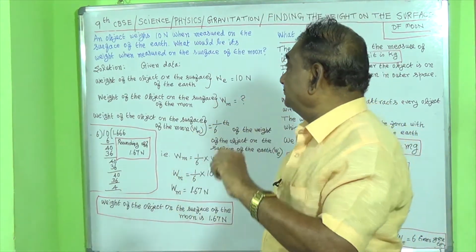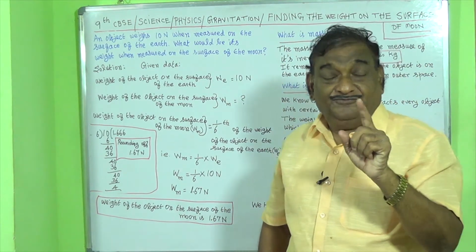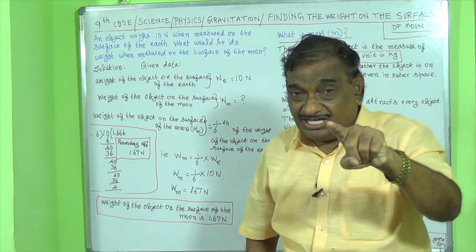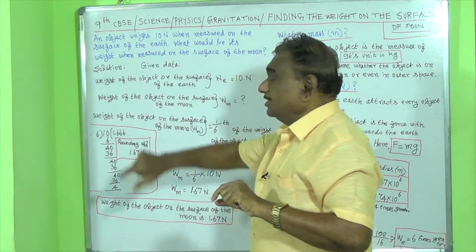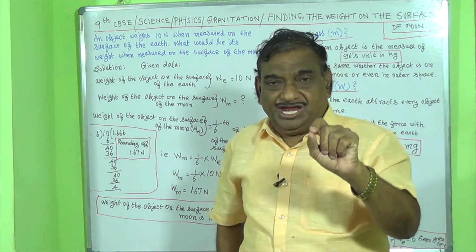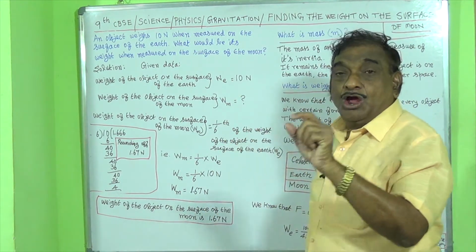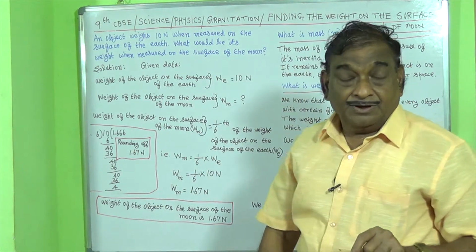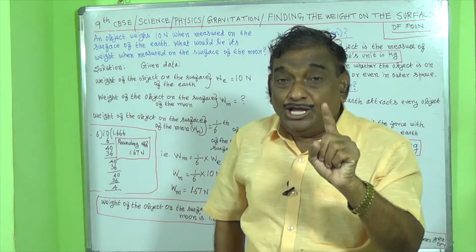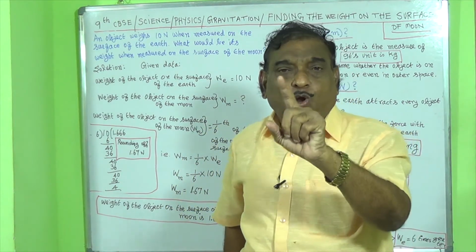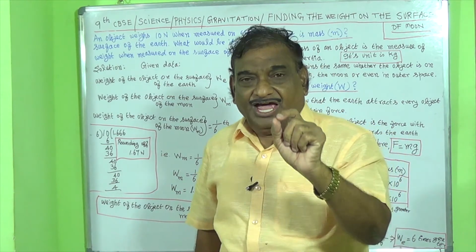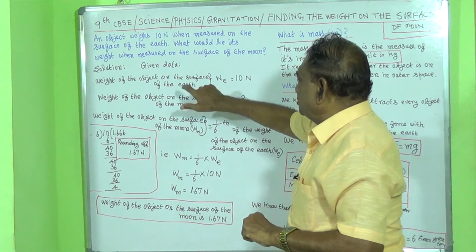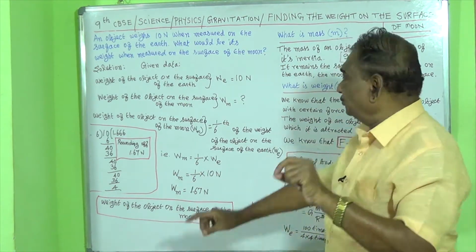What is the sum? An object weighs 10 Newton when measured on the surface of the earth. What would be its weight when measured on the surface of the moon? What is the given data? Only one data has been provided, that is the weight of the object on the surface of the earth has been supplied as 10 Newton.